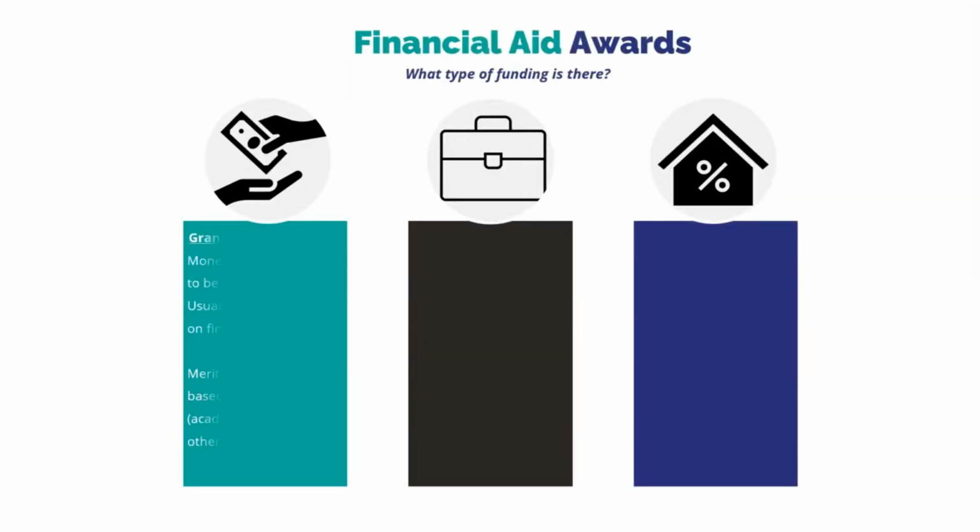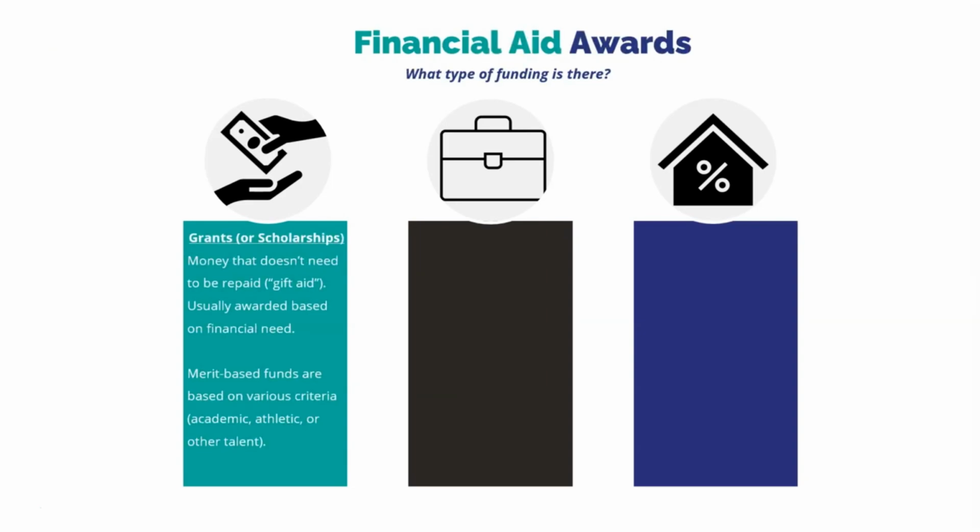Financial aid awards. What type of funding is there? Grants or scholarships: money that does not need to be repaid. Think of it as gift aid. It's usually awarded based on financial need. There are merit-based funds that are based on various criteria, such as academic, athletic, or other talent.